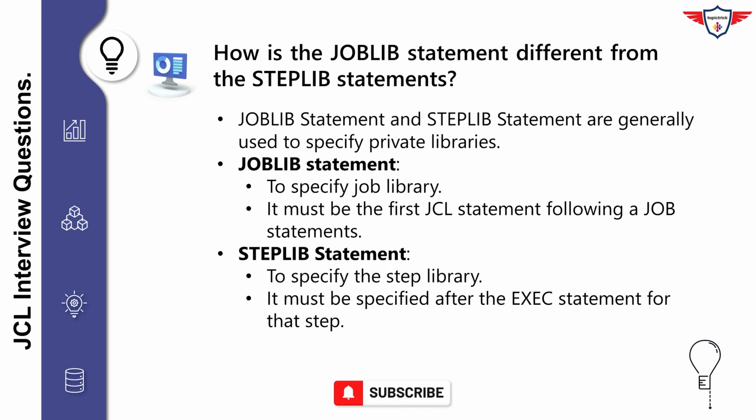To specify a step library that applies to only one step in a job, you code a DD statement named STEPLIB after the exec statement for that step. Important point: if your JCL has both JOBLIB and STEPLIB DD statements, then the step library is searched first, followed by the system libraries. The job library is ignored for the job step.